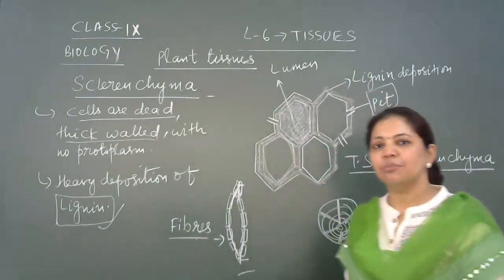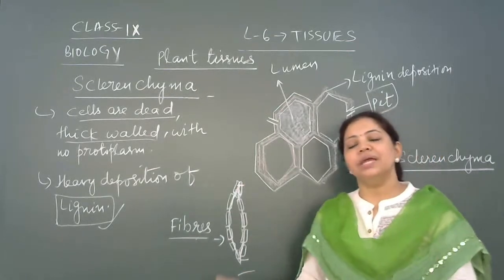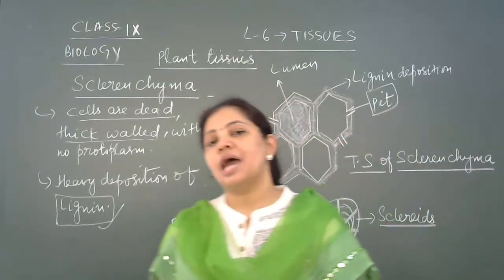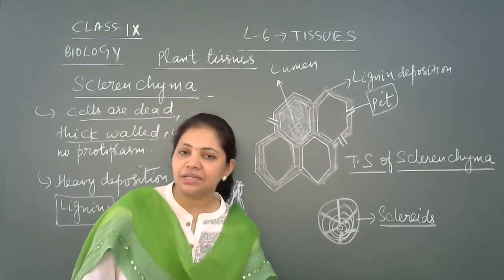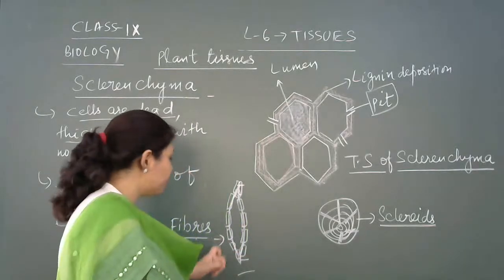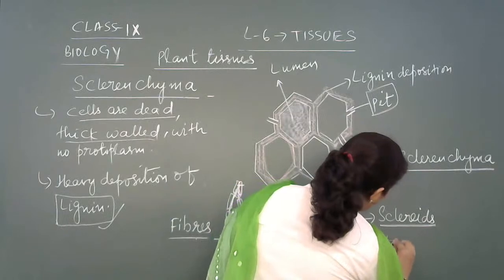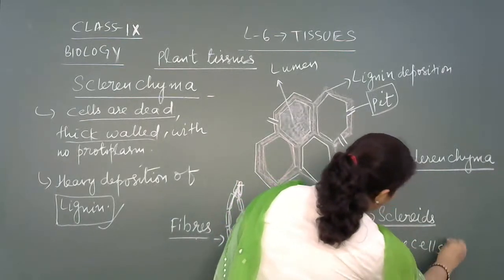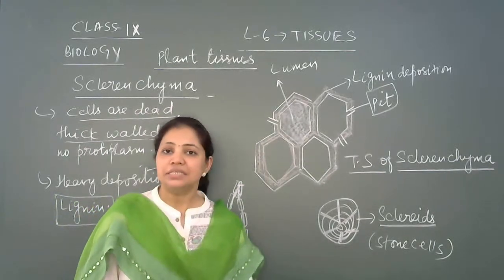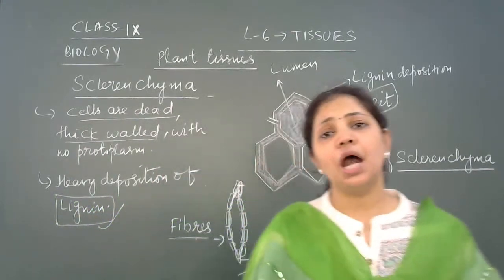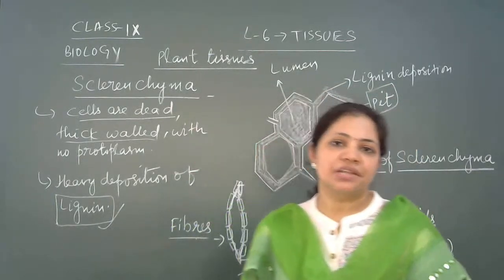So these I'm telling because they are sometimes asked in competitive examinations. In some books it is written that sclerenchyma is of two types, fibers and sclereids. In some books it is written that they occur in two forms, that is fibers and sclereids. And sclereids are commonly known as stone cells. They have got a common name, that is stone cells, right? Now, these sclereids and fibers together are the forms of sclerenchyma.